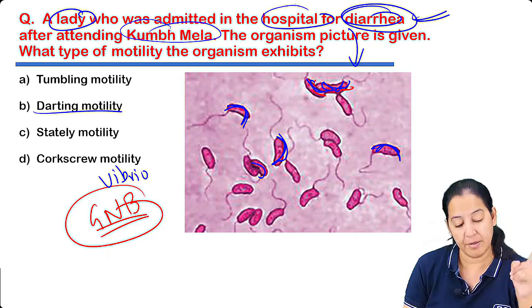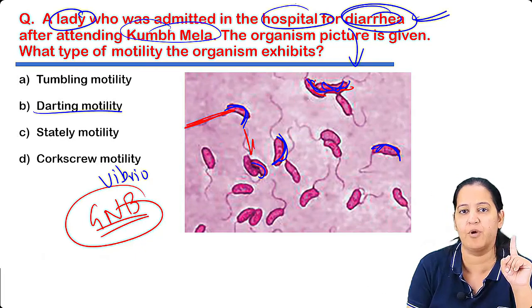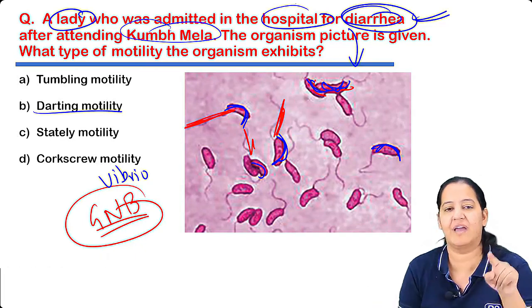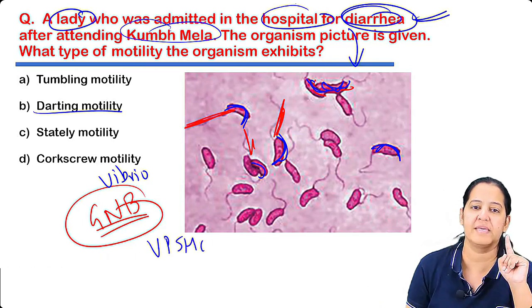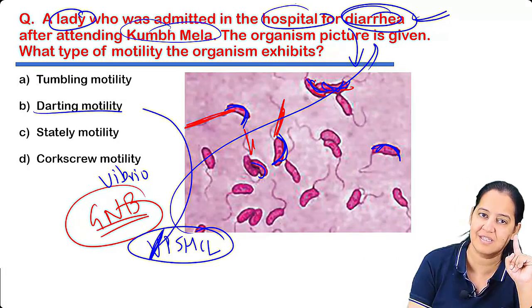Number one. Number two, one more thing. It is having the polar flagella, and most of them I can see the polar flagella. One polar flagella. Which organisms have polar flagella? Among these, which cause diarrhea? So among these, Vibrio causes diarrhea, and it is having darting motility.